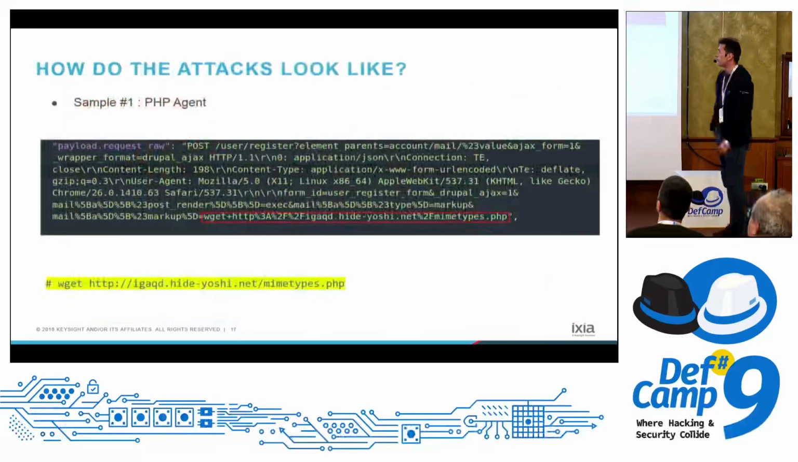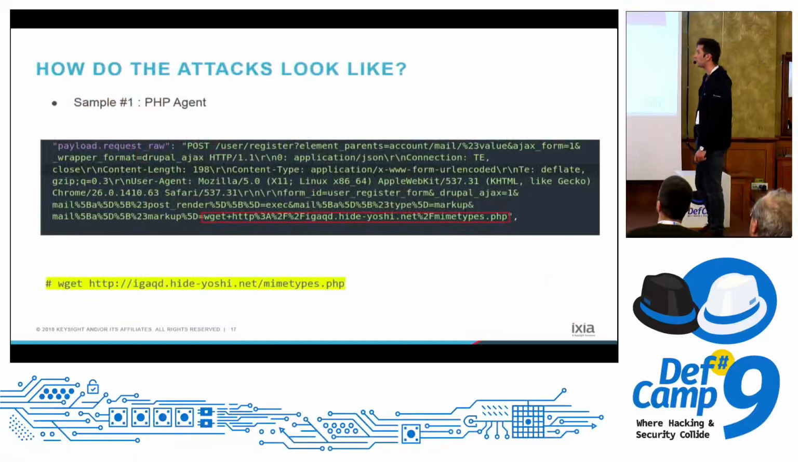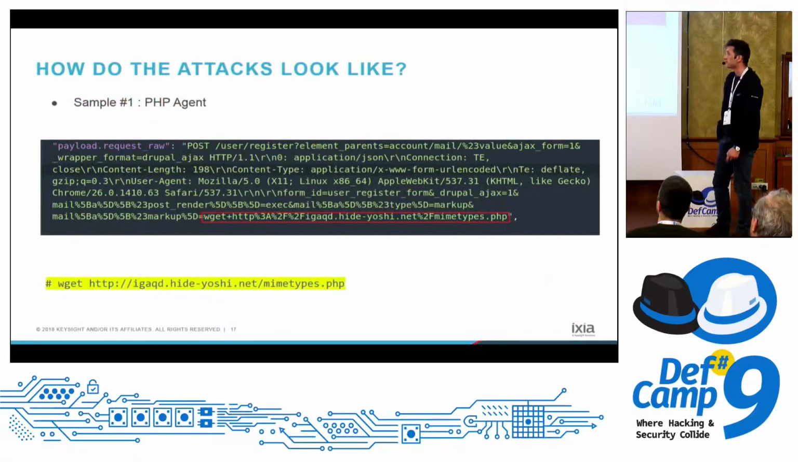Okay. Now to the interesting part. We saw their general behavior. Now let's take a look at some actual samples. The first one is an easy enough sample. It's a PHP agent. We see that this attacker is going to use the Drupal exploit in order to deliver a PHP file. So let's see what's within that.